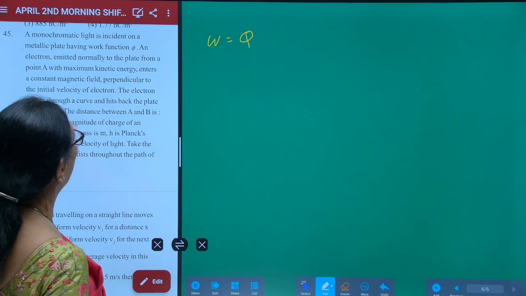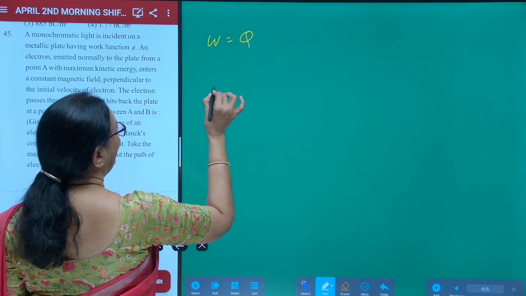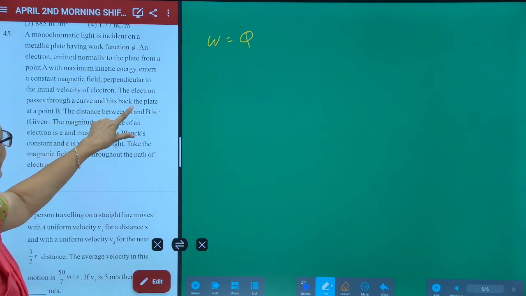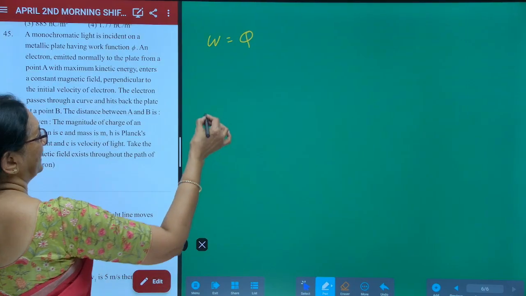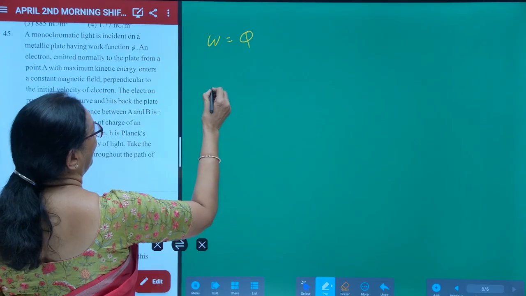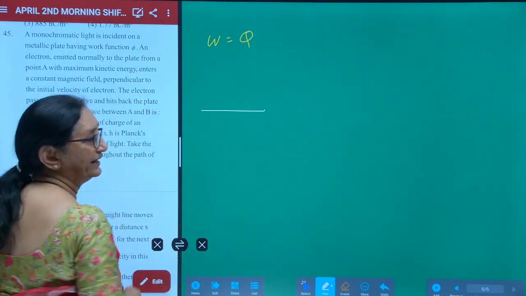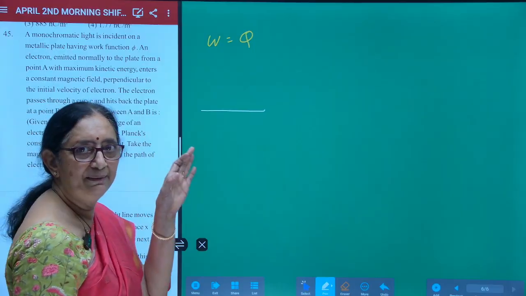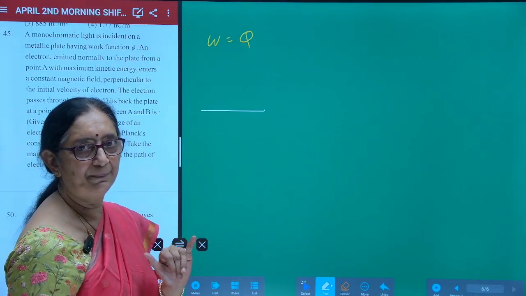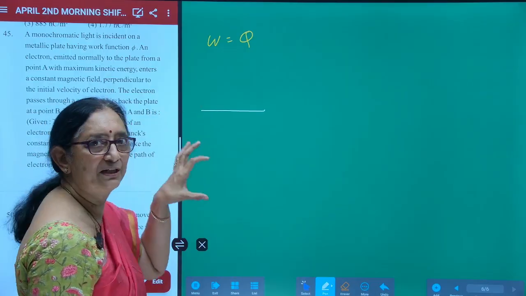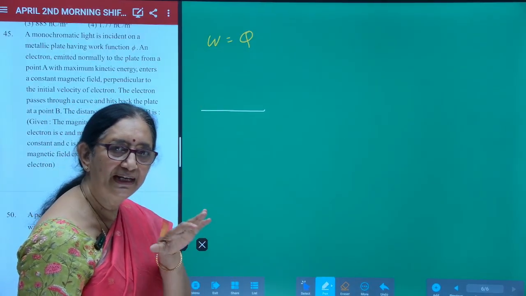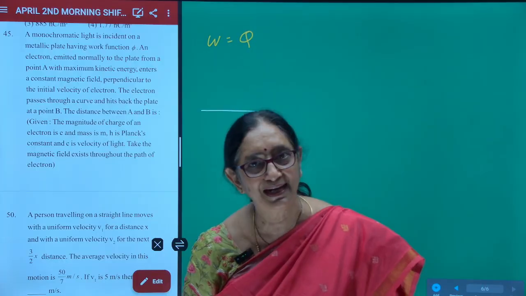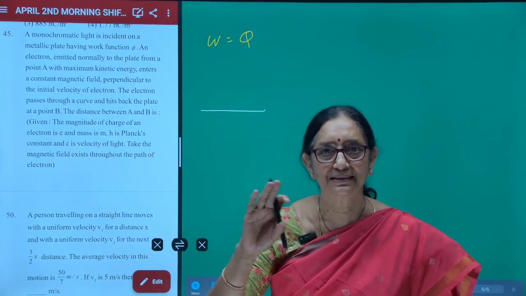So here, look here, the electron enters into a magnetic field, the electron passes through a curve and hits back the plate at a point B. See here. So first of all, this is the plate, the photoelectric plate. An electron is emitted, and immediately after getting emitted from the plate, the electron enters into a magnetic field applied at right angles. When a charge enters into a magnetic field at right angles, its path is a circle.